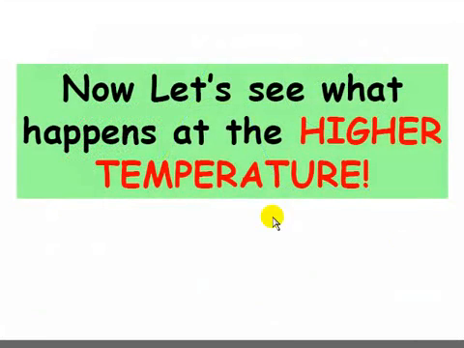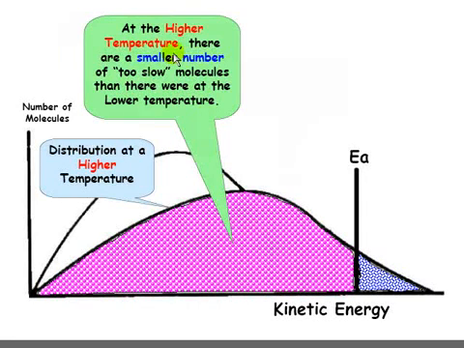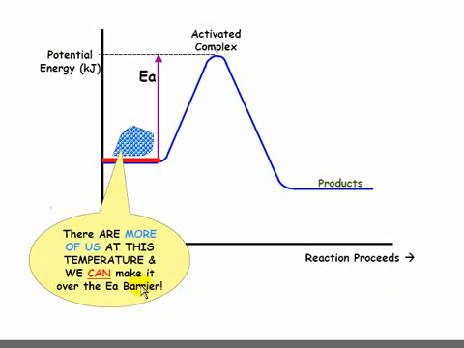Now let's see what happens at a higher temperature. Here's the distribution again. Notice at the higher temperature, this whole curve has moved over to the right. The activation energy has stayed the same. So the blue area with molecules greater than or equal to the EA has now got bigger. And at a higher temperature, there is a smaller number of molecules that are too slow. But a larger fraction of the molecules have sufficient kinetic energy to form the activated complex. Let's look at those on the graph.